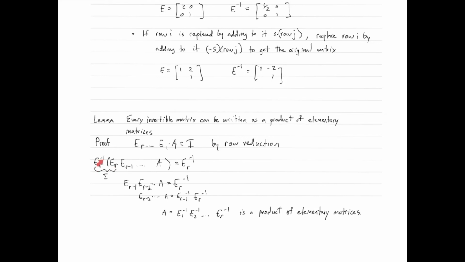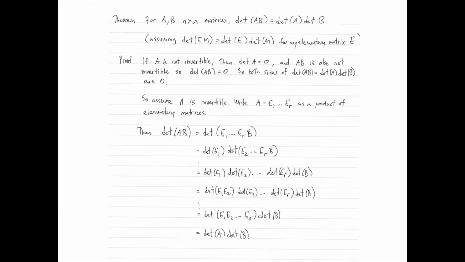And on the left, E_r inverse and E_r multiply to get the identity matrix, so it disappears. And then we get E_{r-1} times E_{r-2}, all the way to A, is equal to E_r inverse. And then just repeating the same process of multiplying by the inverse of E_{r-1}, we get this equation here, and then just continuing that process, we get that A is the product of these inverses. These are the inverses of elementary matrices, and the lemma we just proved above says each of these inverses is an elementary matrix itself, and so now we've expressed our original matrix A as a product of elementary matrices, which is what we're trying to show.